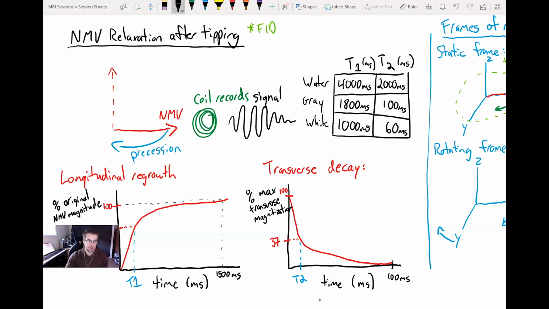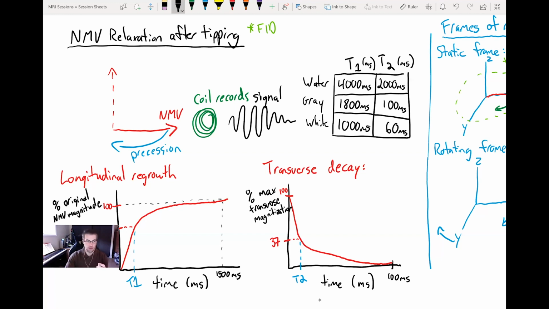And also, if you try to measure the NMV again too quickly, then the NMV won't have fully regenerated to its maximum longitudinal magnitude, which means you might have less signal. So you need to wait a fair amount of time in between pulses or measurements in order to allow the NMV to regrow or return to its longitudinal max.